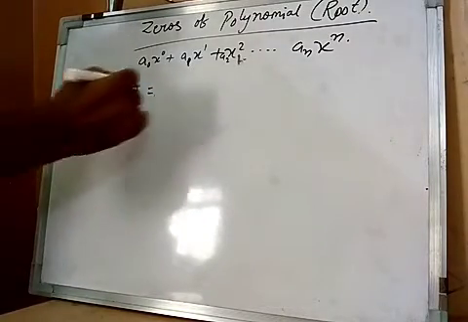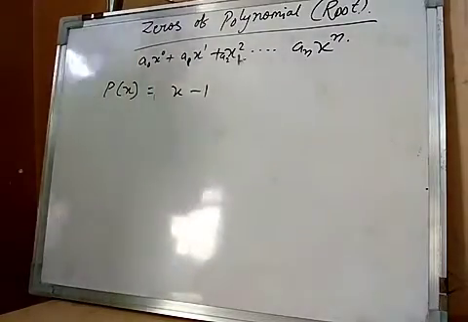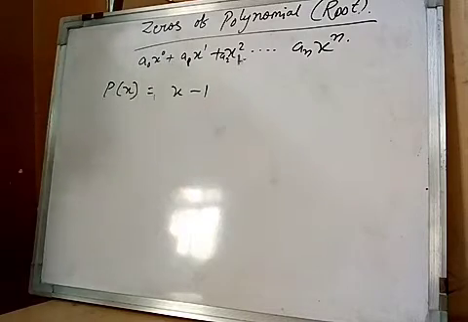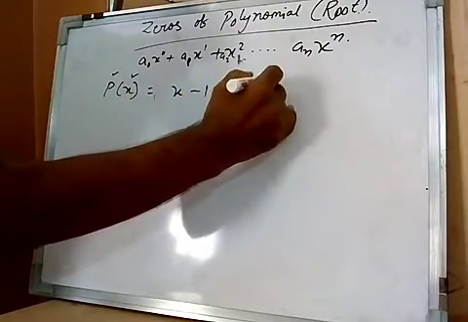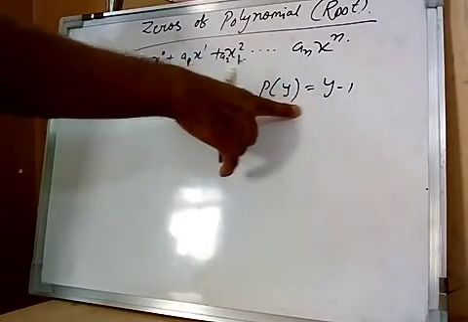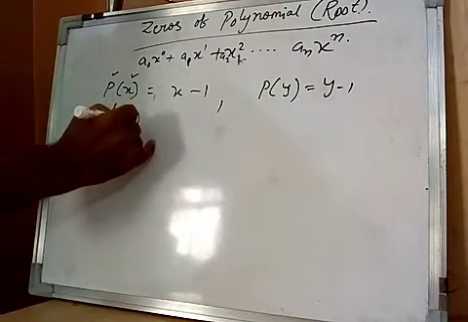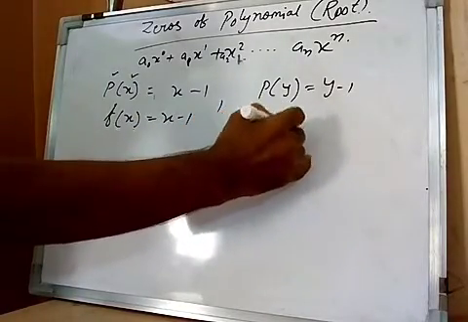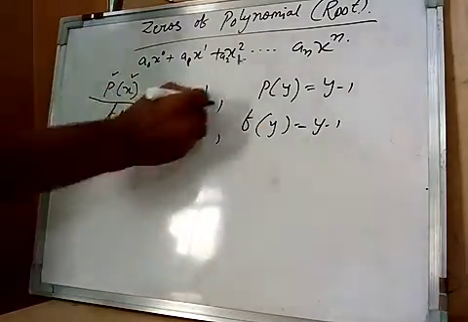Suppose I have taken here x minus 1. What polynomial is this? Linear polynomial, x minus 1. Here the degree of the variable is how much? 1. So I can write polynomial of x. If I am writing polynomial of y, then it will be y minus 1 because the variable here is y. So we can write p of x, or we can write function of x equal to x minus 1, right? Or we can write function of y equals y minus 1. This is also another way. So here x minus 1 is the polynomial.